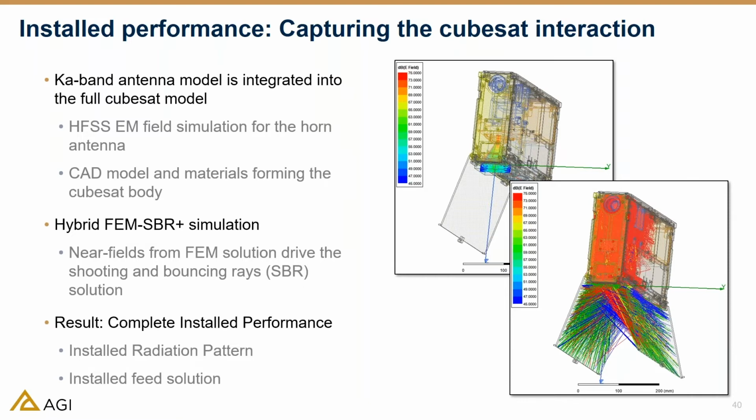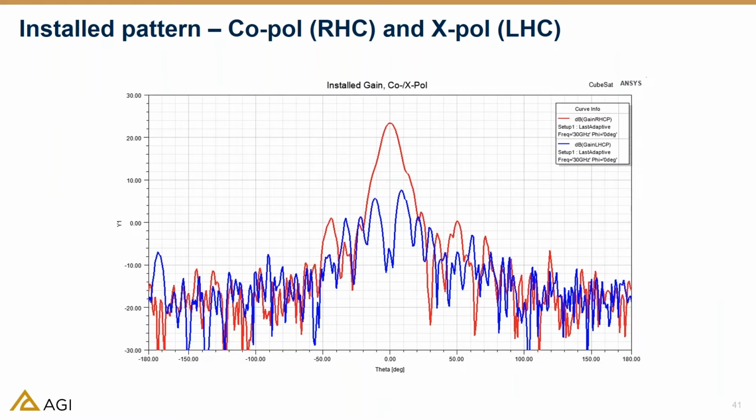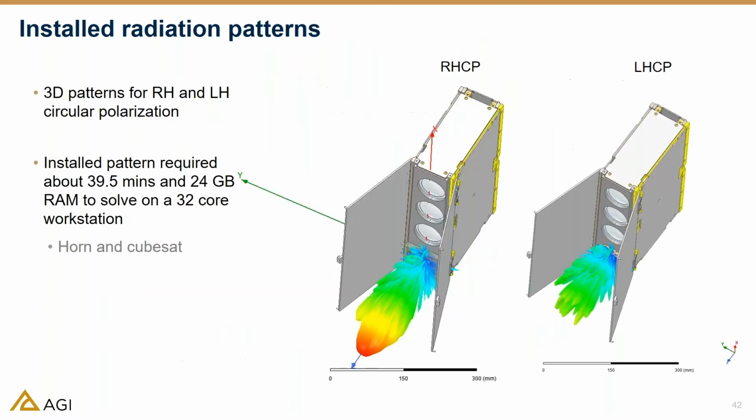Next slide, please. So here's our simulated installed radiation pattern, and here we're showing the copolarization and the cross polarization in a pattern cut that's in the XZ plane. That would be a slice that goes across the solar panels on the device. Next slide, please. It's also possible to visualize the copole and cross-pole results in a full 3D radiation pattern that's superimposed as installed on the CubeSat platform.